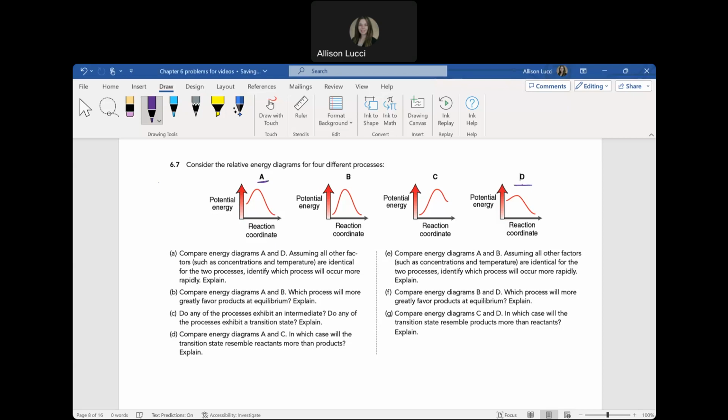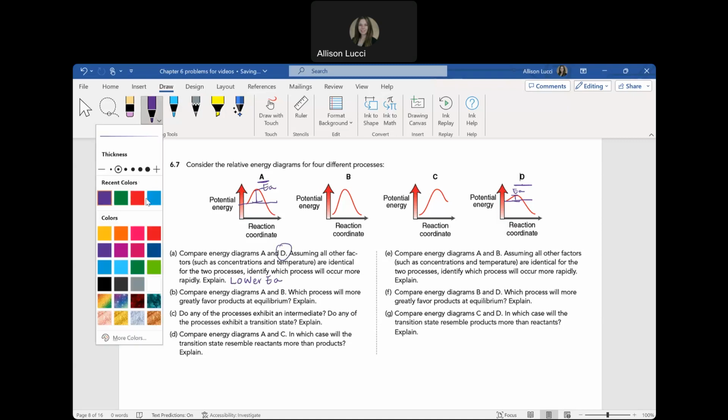So let's look at our reactants and draw a line here for both of these. And we can see that the activation energy that I'm indicating needed for these processes are different. And D has a lower activation energy. So that process would be more rapid. That would occur more rapidly. So D, because of the lower activation energy.